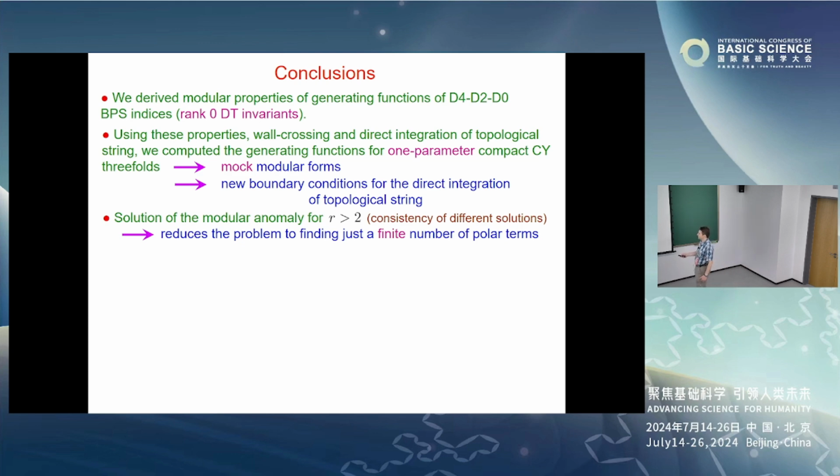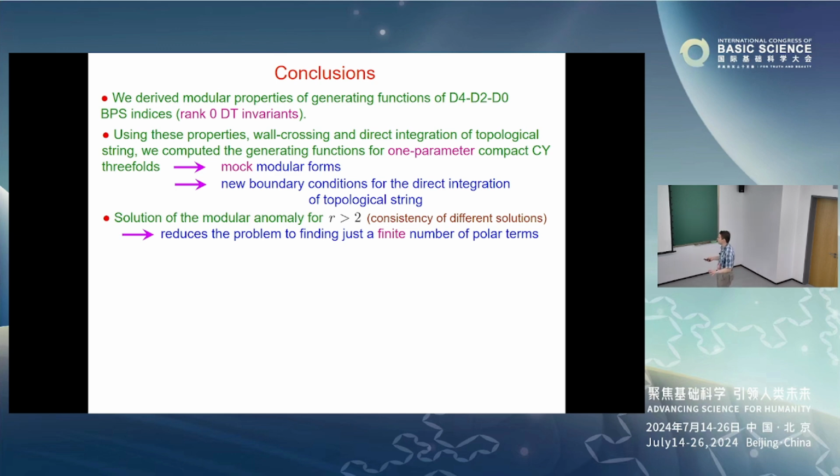And in the second part of my talk, I also explained how one can address the same problem for higher charges, larger than 2. And in this case, okay, we still cannot compute the polar terms, but at least we can solve exactly the modular anomaly. And for some cases, there are several solutions.